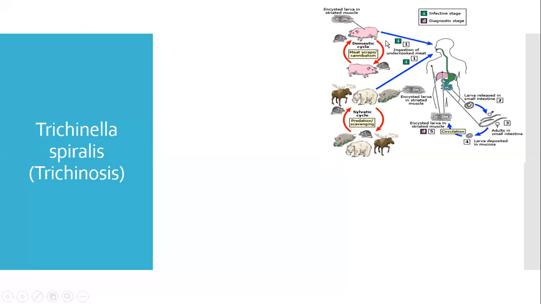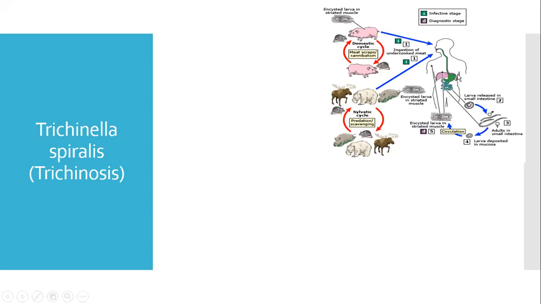So predators in the wild, or even the pig, actually eating just everything, can ingest these encysted larvae in the muscle of whatever other animal they're eating. Then these cysts would be in the animals, and the human would then ingest undercooked meat, whether they are eating game meat or pork.